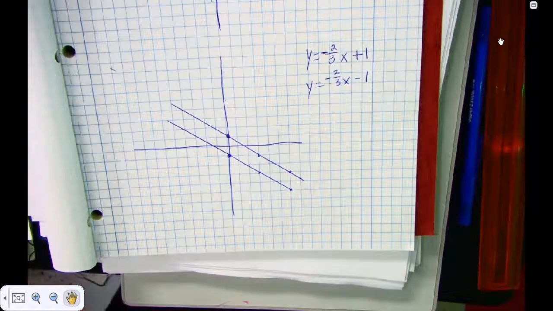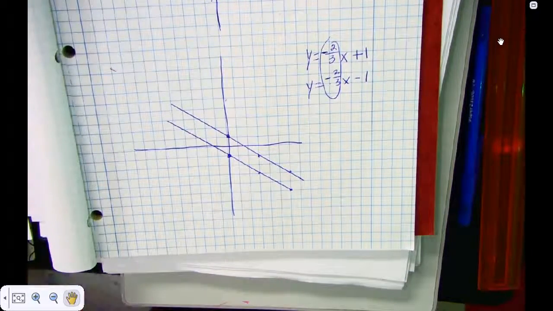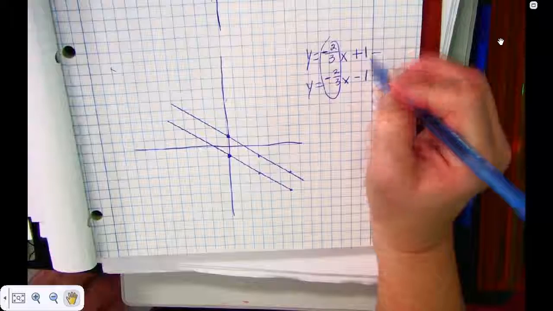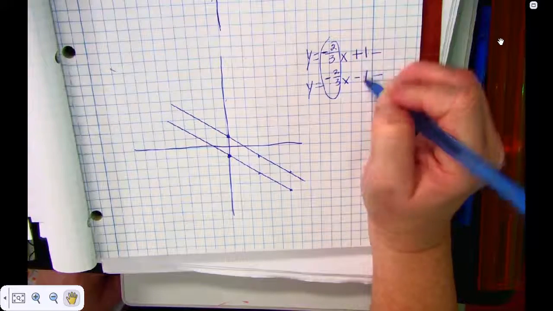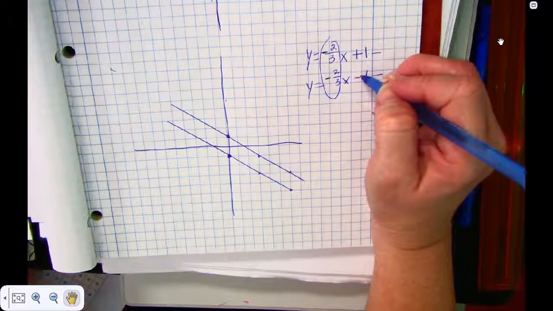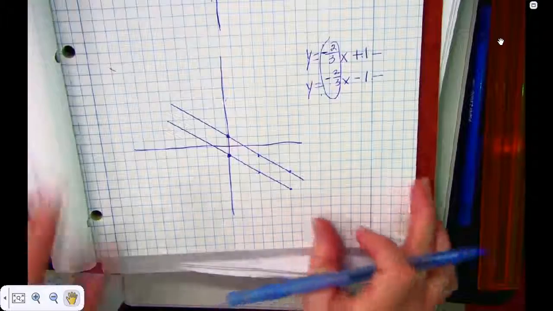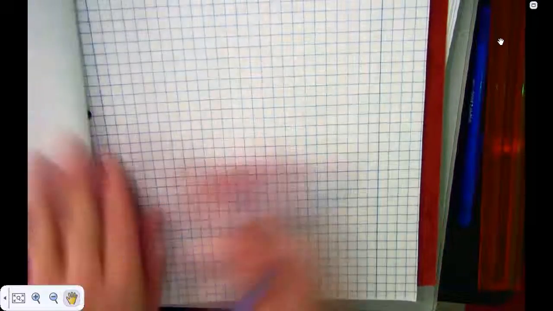Okay? Are they parallel? Guys, every time the 2 equations have the same slope, they're going to be parallel. Every single time. Now, if the y-intercepts are the same, it's the same line. True? But if the y-intercepts are different, same slope, the lines are going to be parallel. You automatically know.